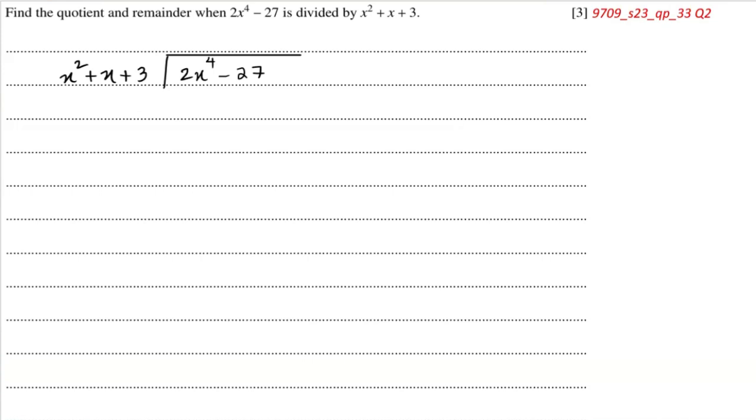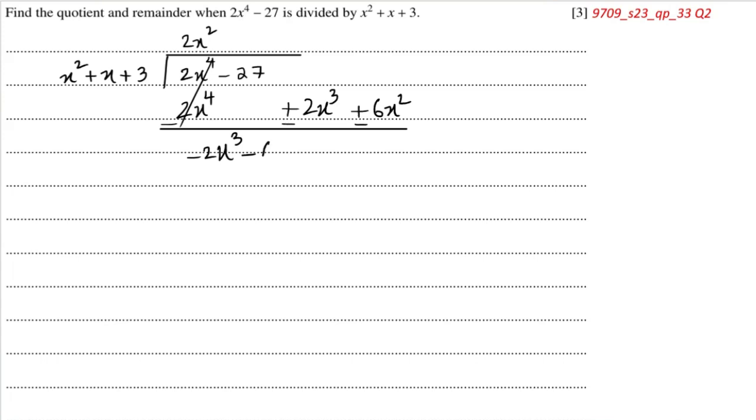So how does the algebraic long division work? I need to find what I should multiply with x squared to make it 2x to the power 4. So this will be 2x squared, 2x to the 4. And now I have plus 2x cubed, which doesn't match with minus 27, so I can just write it to the side, and plus 6x squared. So I need to subtract the lower polynomial from the above. This goes away. This will be negative 2x cubed minus 6x squared and minus 27.